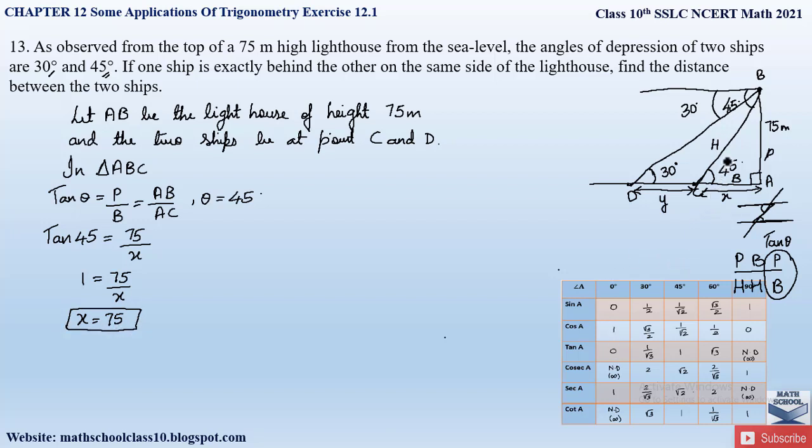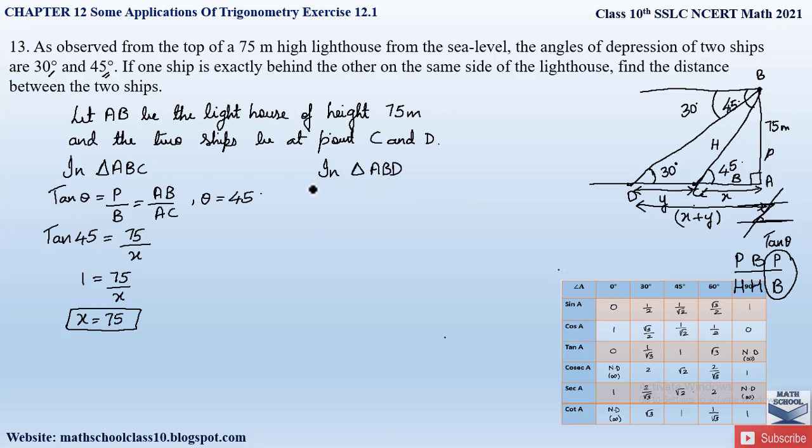Similarly, let us apply the trigonometric ratio in triangle ABD. So in triangle ABD, our acute angle is 30 degree and the side opposite the acute angle is the perpendicular, and side along will be the base. Now our base is this whole side A to D. So our base now will be X plus Y. Okay, so base will be X plus Y, right?